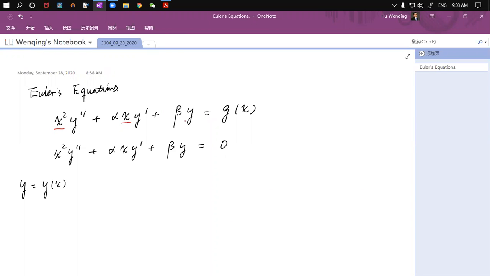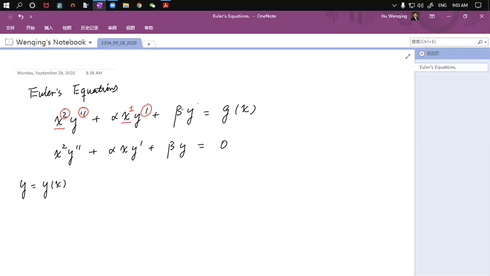What happens here is that if you have a second derivative in y, then x has to be squared, so that the number of powers of x agrees with the number of derivatives of y. And same thing here. This is y first derivative, so x is to the power of 1. This is the zeroth derivative, so there's no x here, x to the power of 0.